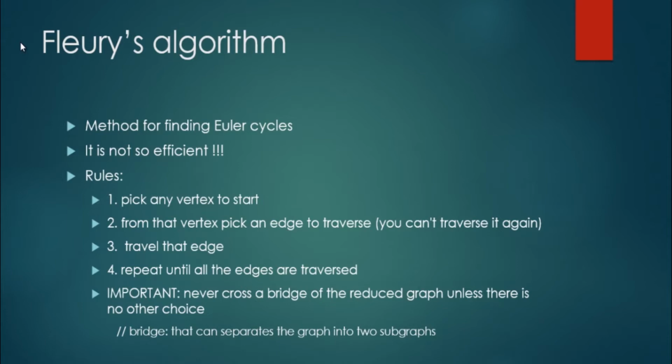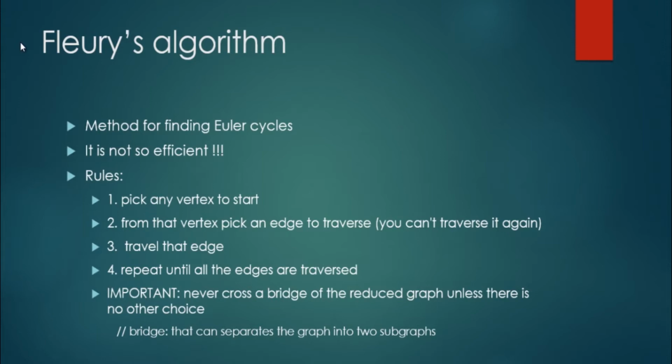It is a method for finding Euler cycles, and it is not so efficient. And the rules are, you have to pick any vertex to start. From that vertex, pick an edge to traverse. You can't traverse it again, so we mark it as visited. Then we travel that edge, and then we repeat until all the edges are traversed.